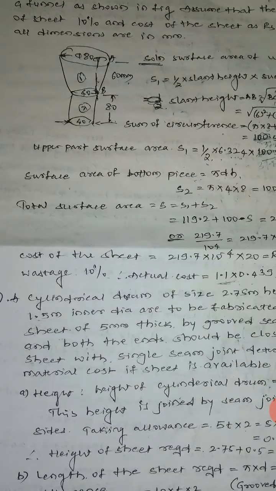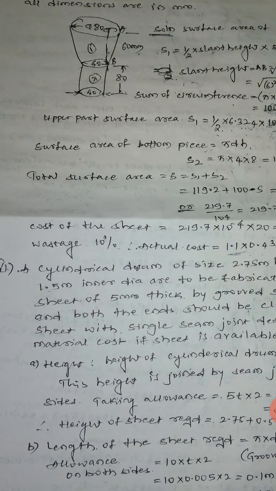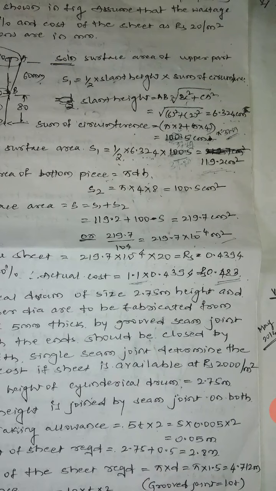Next is the same problem, but here we have a straight part at the bottom. Estimate the cost of the sheet metal for preparing the funnel as shown in the figure. Assume the wastage of sheet is 10%, and the cost of the sheet is Rs 20 per meter square. All the dimensions are in mm.